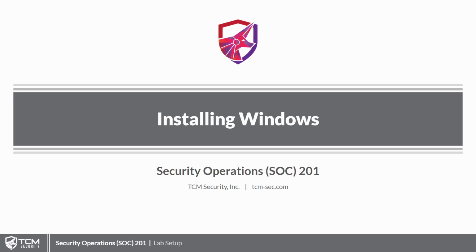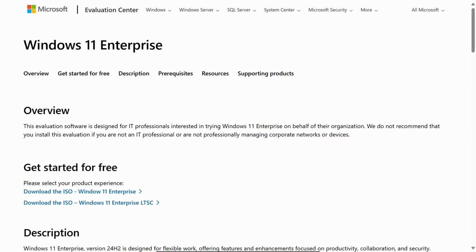our lab. If we head over to the Microsoft Evaluation Center, and I'll have this linked for reference, we can download the Windows 11 Enterprise Evaluation. Microsoft provides free downloads of a number of their products for evaluation purposes, and that's what we can use here to set up our lab. On the Evaluation Center page, go down to where it says Get Started for Free. And we can click on where it says Download the ISO Windows 11 Enterprise.